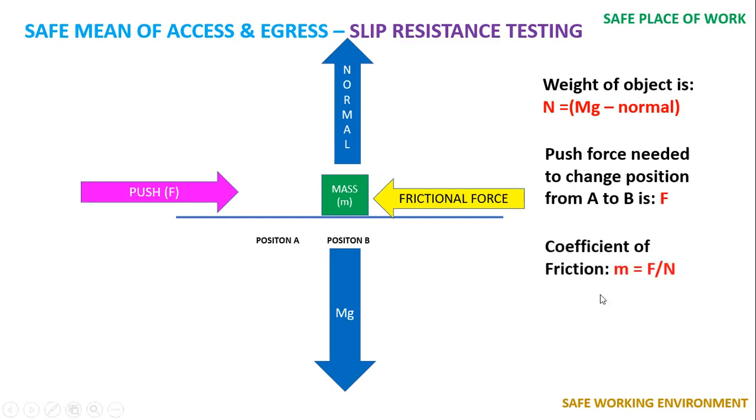So the coefficient of friction can be calculated as μ equals F by N, or we can say F, the push force, is equal to the coefficient of friction times the weight of the object. So F is the force to push the object, μ is the coefficient of friction, and N is the weight of the object. In this way, we can calculate the coefficient of friction.